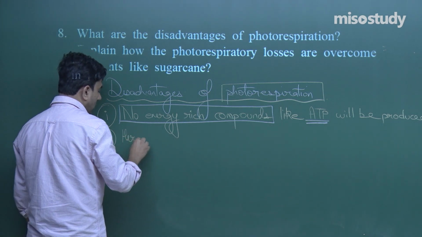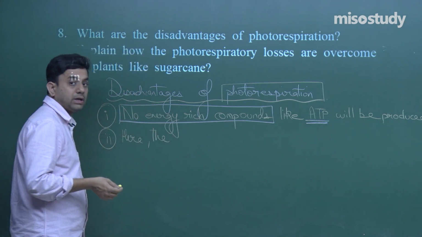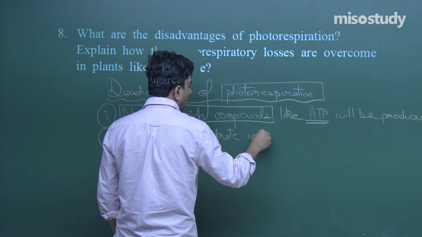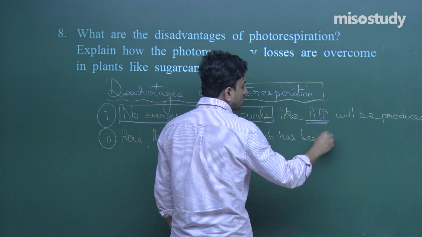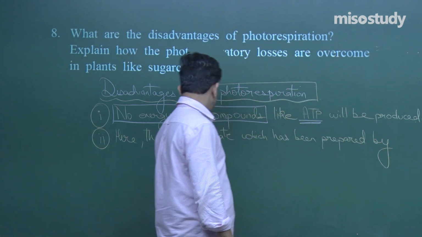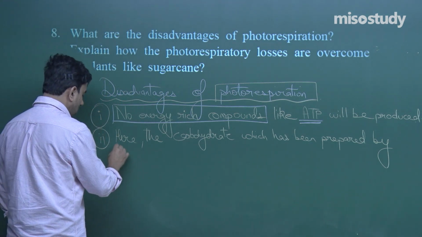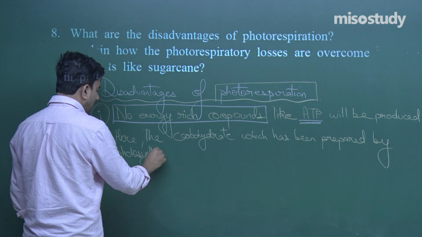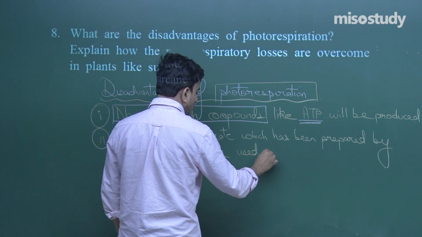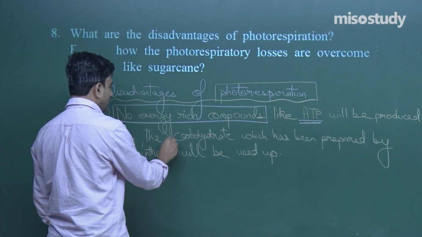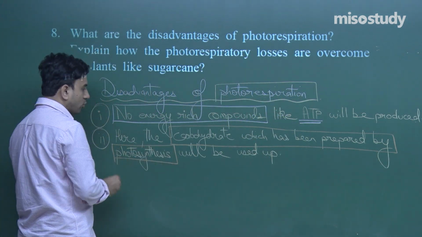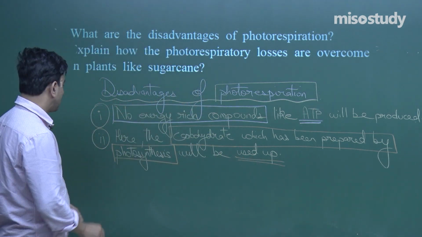The carbohydrate which has been prepared by photosynthesis will be used up, right.